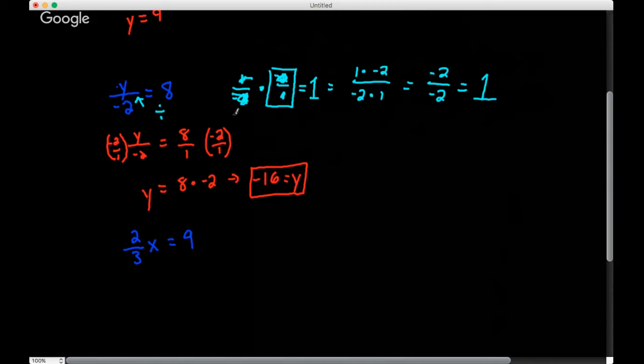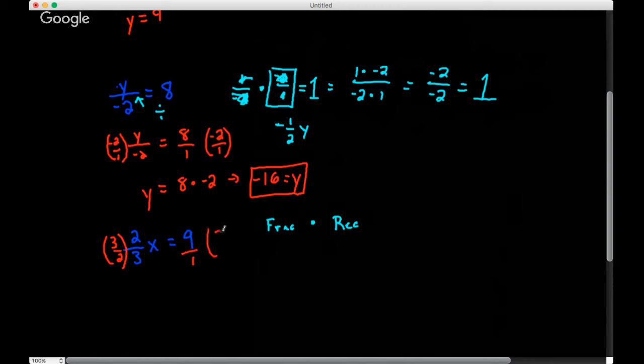You have a fraction, okay? Another way you could have written this example up here with the y over negative 2 would have been negative 1/2 y. It's the same thing, all right? In this situation, you have 2/3 x, and you're going to, again, if you have a fraction, you want to multiply that by its reciprocal, okay? So the reciprocal of 2/3 is going to be 3 over 2, okay?